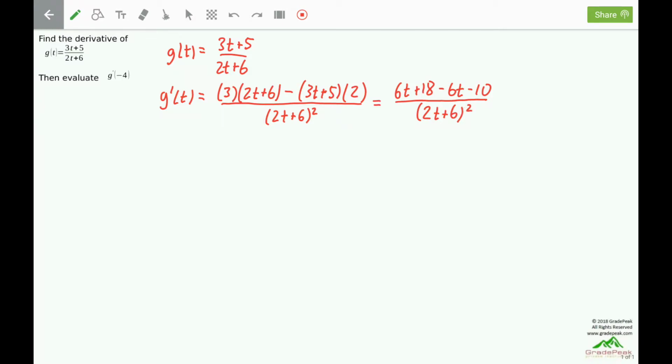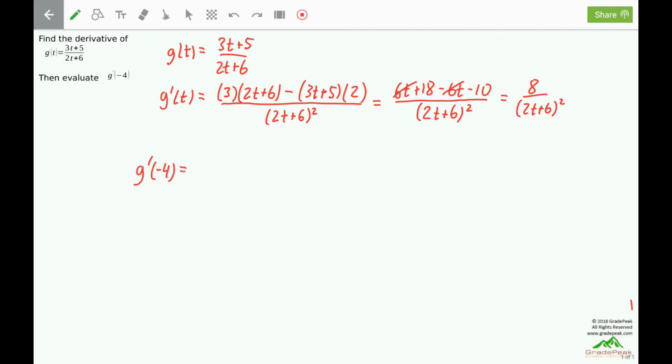Combining like terms in the numerator, we have a positive 6t and a negative 6t. Those can cancel. And an 18 minus a 10, which will give us a positive 8 over 2t plus 6 quantity squared. So there's our derivative. The next thing we want to do is evaluate g prime of negative 4.